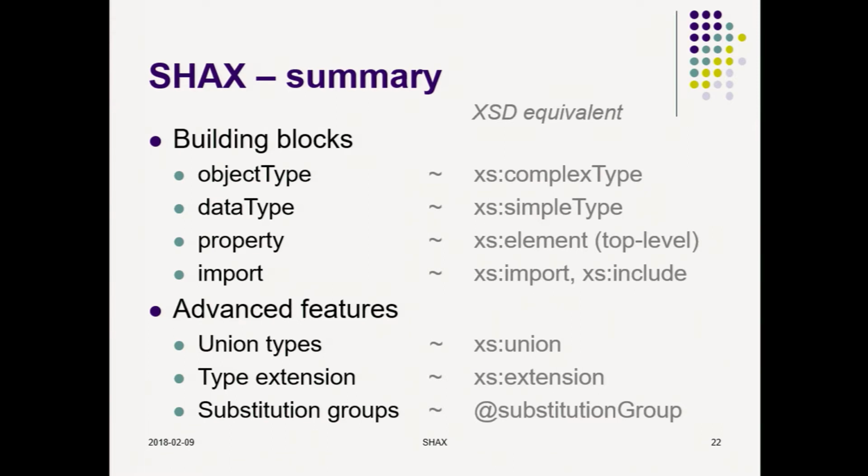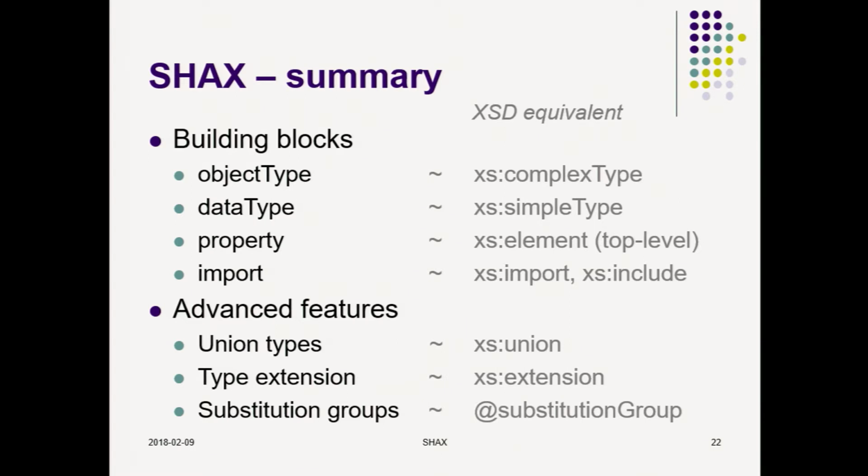So, after this example, a summary of the SHAX language. We have 4 kinds of building blocks: object types, data types, properties, and imports. Object types and data types you saw. You saw also properties, but they were locally defined. And property as a building block here means a globally defined property, which can be referenced from within an object type. And this is equivalent to what in XSD is a top-level element declaration.